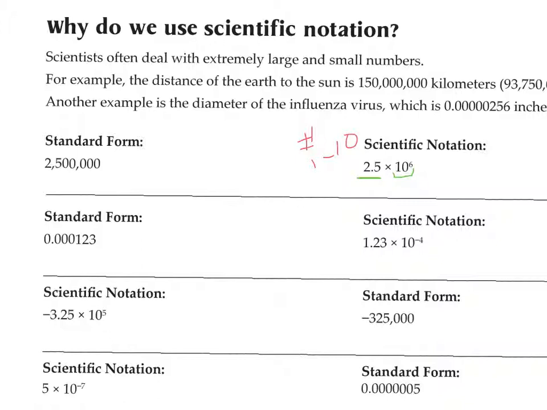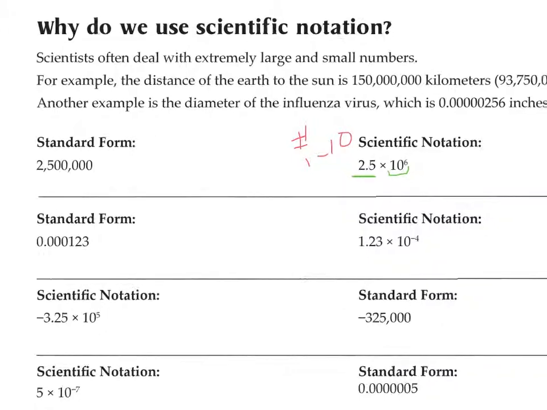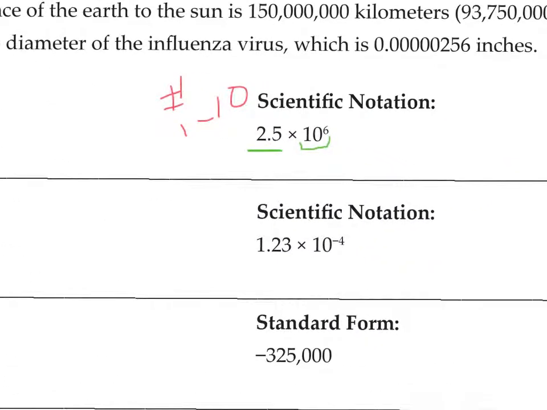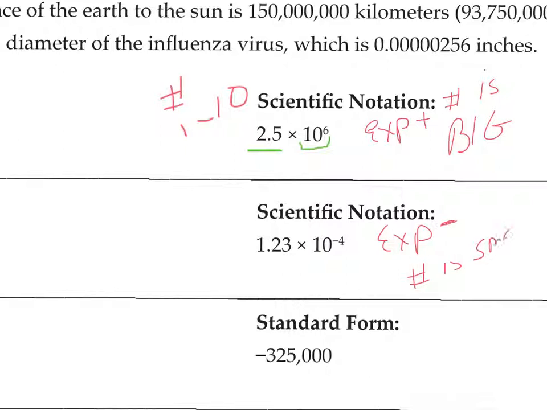I just have an easy way to remember this. You may have your own way if you've used some scientific notation already. I'm just going to tell you my easy way to remember this. If the exponent is positive, the number is big. It's a big number. More than 1,000, more than 10,000, more than 1,000,000. If the exponent is negative, the number is small. So it's a decimal. So positive exponents for big numbers, negative exponents for small decimal numbers.